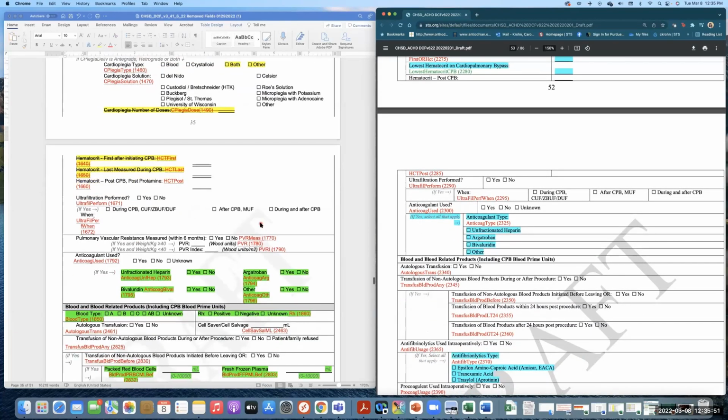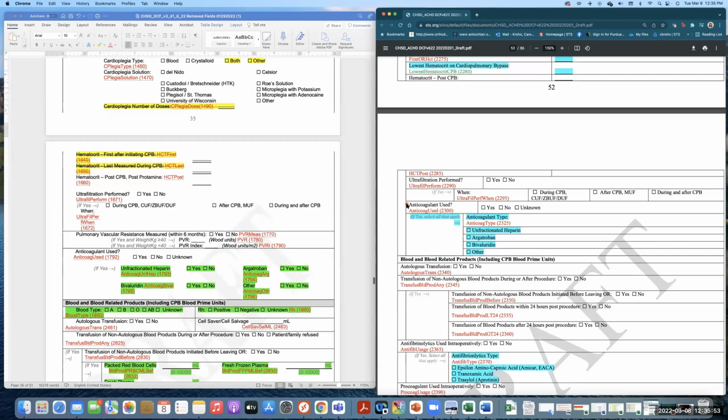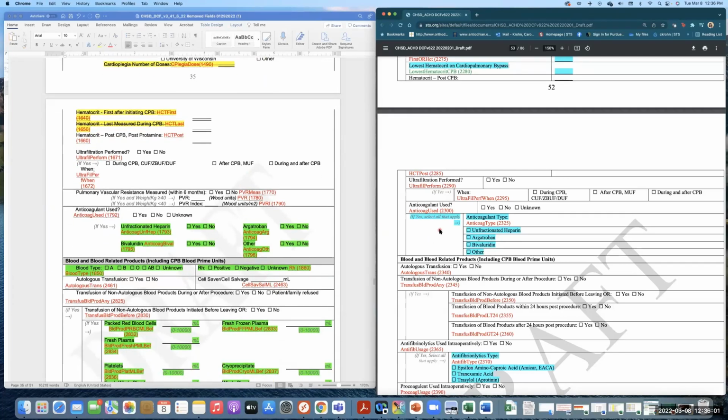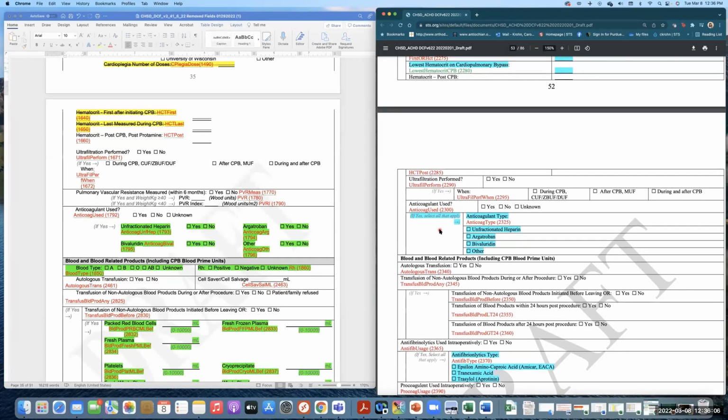And we have the same selections here as to when your ultrafiltration was performed. And then for anticoagulant used, the change here, it's not a new field. As you see, we haven't added anything to this, but we made it a multi-select field. So no longer do you have the burden of answering yes, no, yes, no, yes, no to each of the anticoagulants. Instead, you just select the boxes, select the ones that you did use.